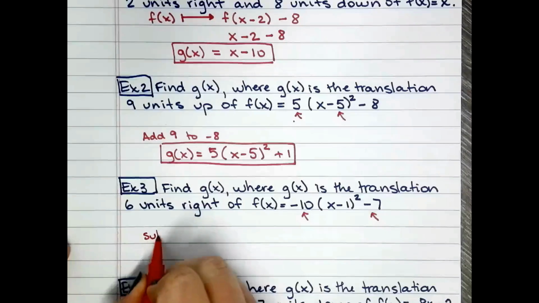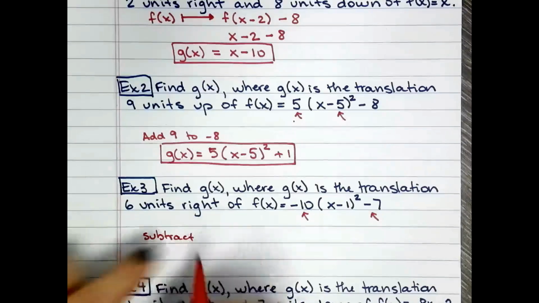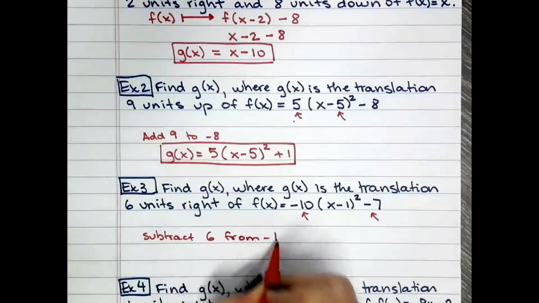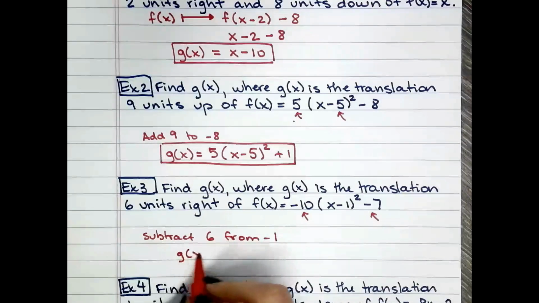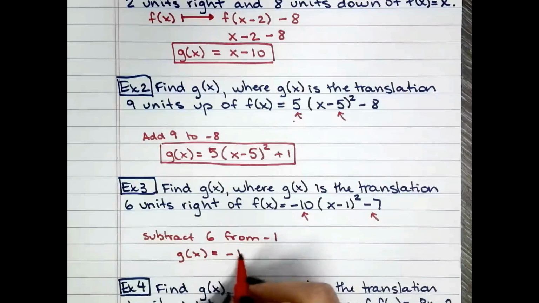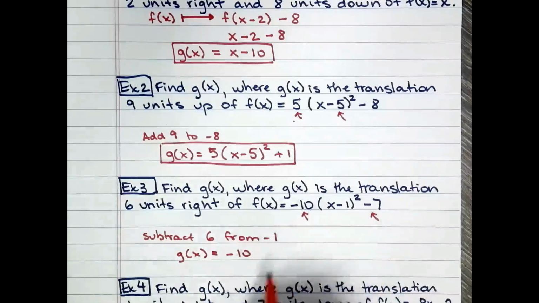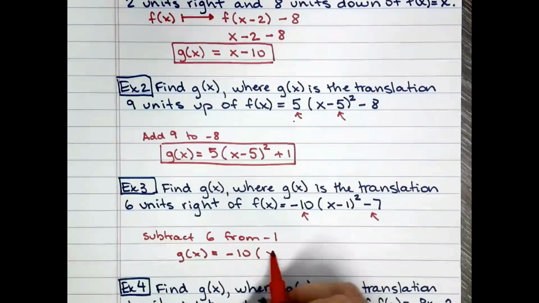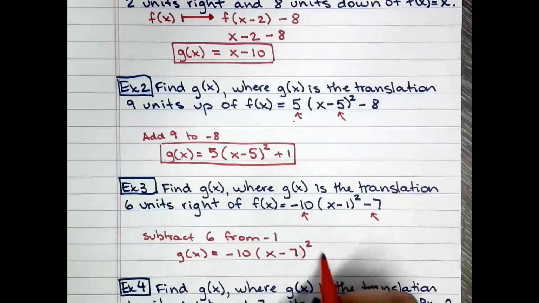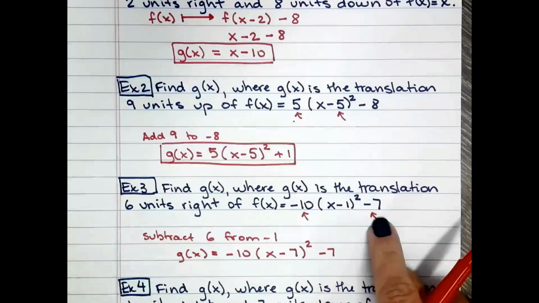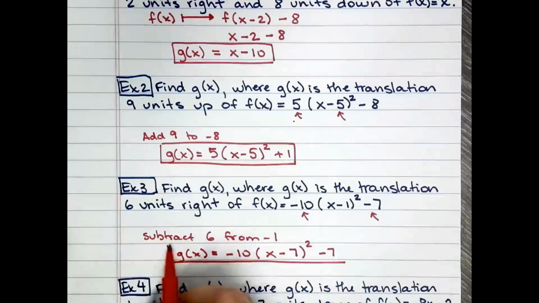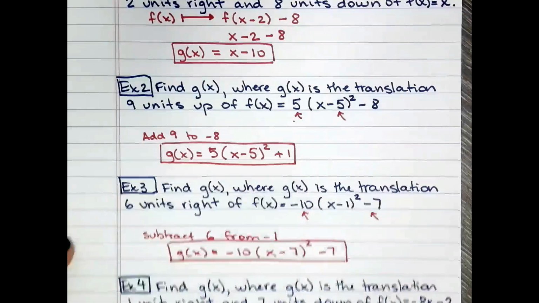So I will subtract, because it's going right, subtract 6 from negative 1. So g of x, I have negative 10 because that didn't change. Subtract 6 from negative 1. That gives you negative 7. And then this negative 7 was from the vertical translation that was from the original. Last one.